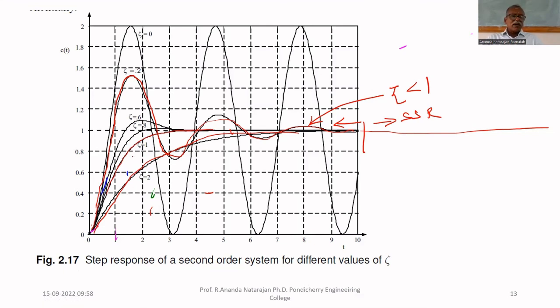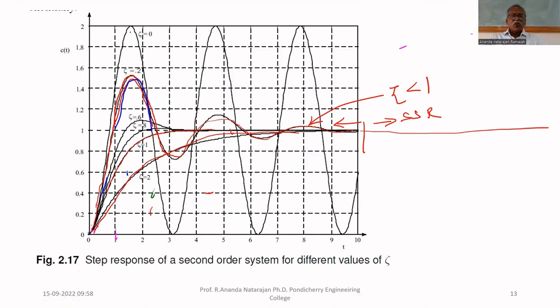If zeta is less than 1, it starts oscillating. Overshoot is coming. Overshoot means it goes above the final value. If it goes above the final value, then it is called overshoot. This part is called overshoot, the blue line. If zeta is less than 1, it has overshoot.